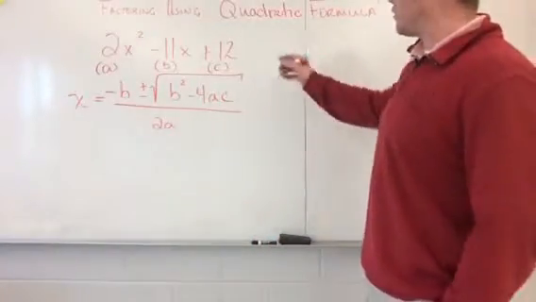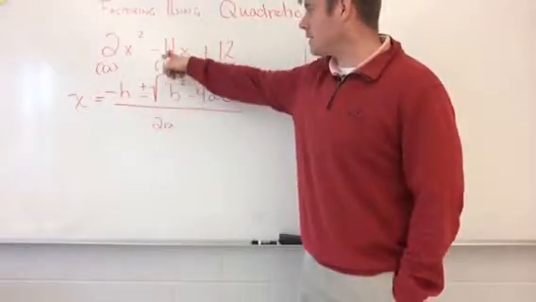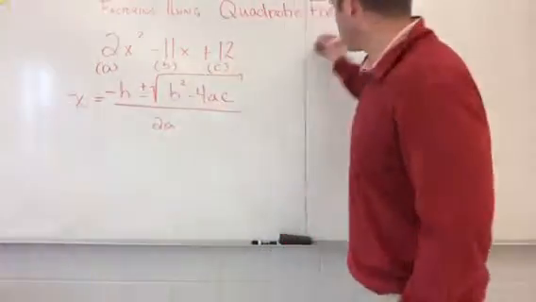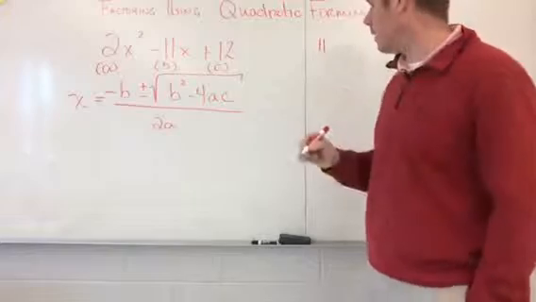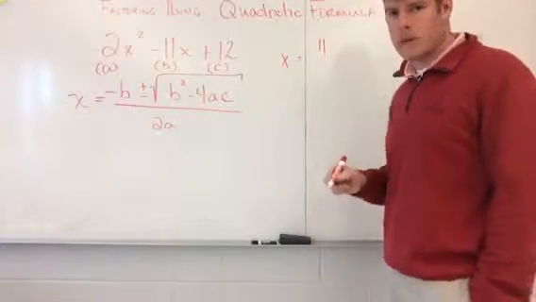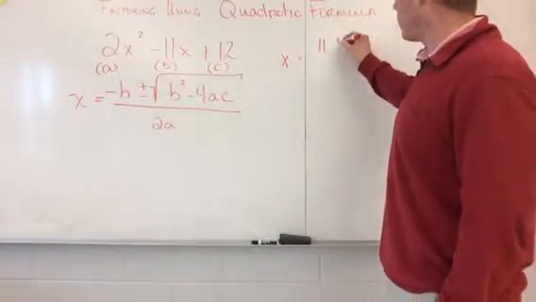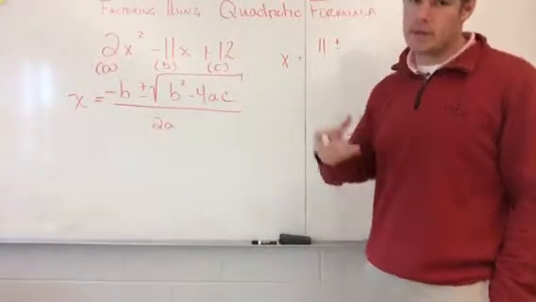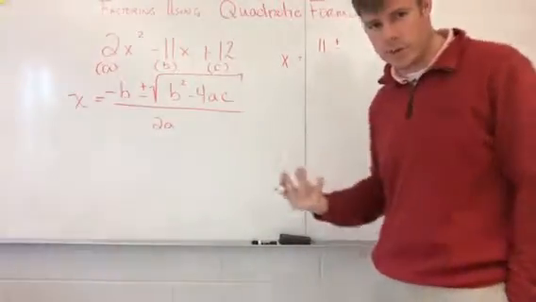So first things first, filling in the opposite of b. Well, b is negative 11, so the opposite of it is positive 11. So I'm going to write positive 11. Okay? And don't forget that we have to write this x equals here. So x equals positive 11, plus or minus is important, okay, because we're going to have to do an addition and a subtraction to get two different answers.